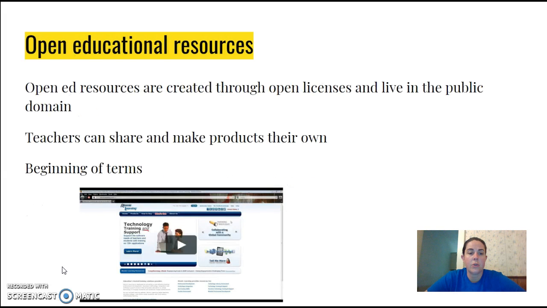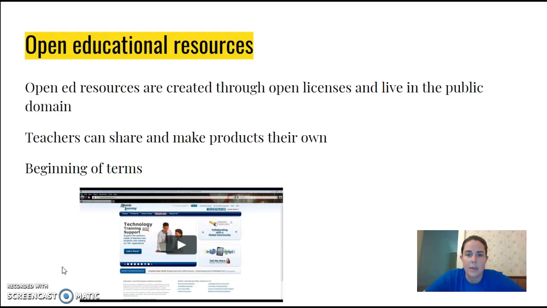Open educational resources. They're created through open licenses and live in the public domain. Teachers can share and make their own products. I know several teachers at the school I just taught at use Teachers Pay Teachers a lot. There's an online PE curriculum that I've been to trainings for that I use a lot. It has your objectives, equipment you need, and then instructions.